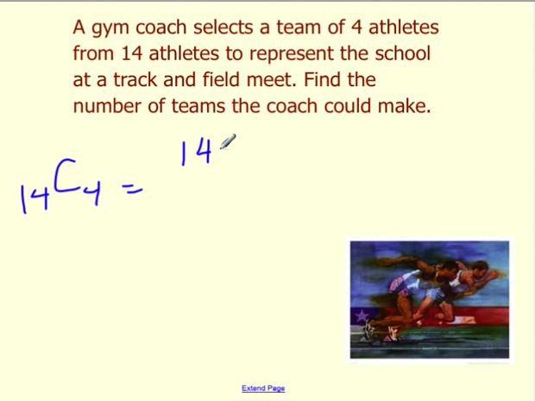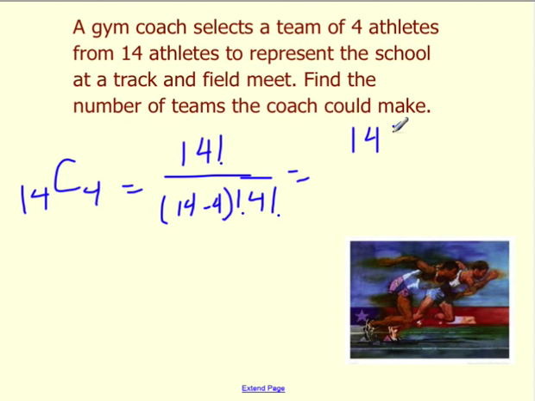So then we have 14 factorial divided by 14 minus 4 factorial times 4 factorial. Again, it's a combination. The order doesn't matter. So then I have 14 factorial divided by 10 factorial, 4 factorial. So the larger factorial is 10, so everything from 10 on down is going to be taken care of in this factorial.